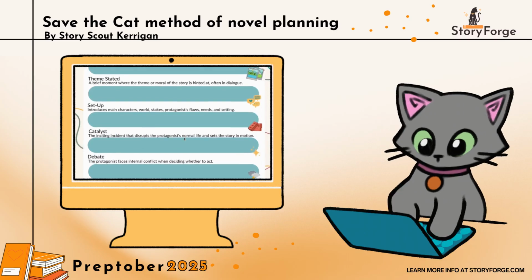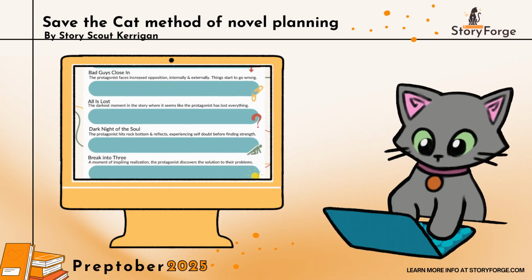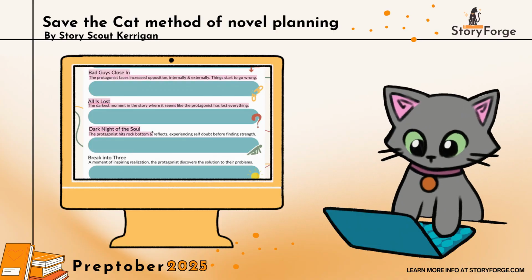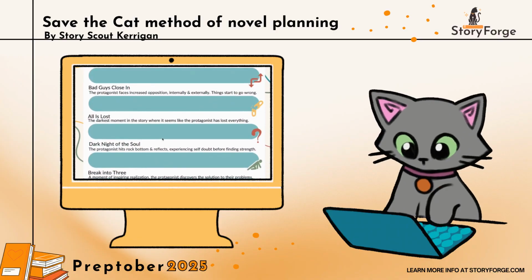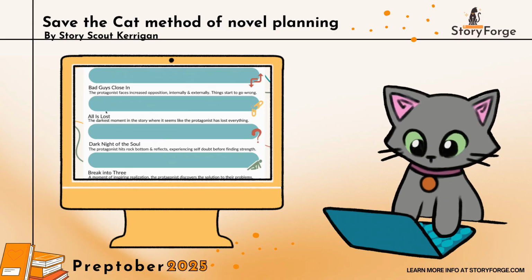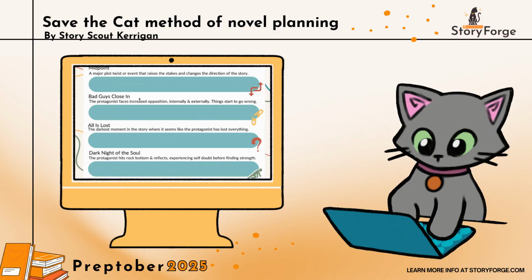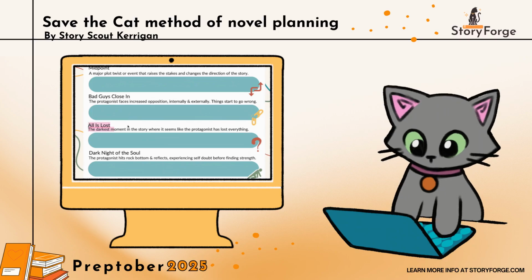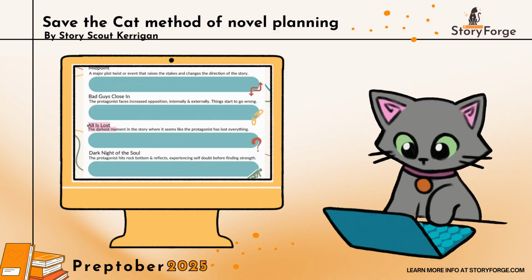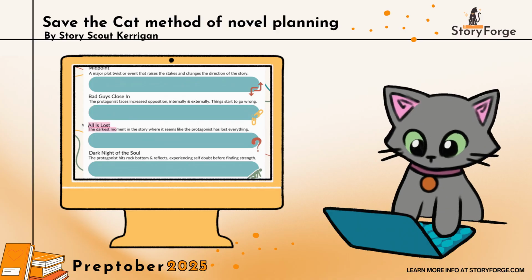Yes. So I'm going to go back down to the bad guys closing in, all is lost, Dark Night, and Break Into 3. For me, this is about 2 chapters. So all is lost. So basically, the bad guy's closing in. My character is about to be kidnapped. Bad guy's in his house. That's bad. He leaves, right? He runs away with his friend. And so this is still in the same chapter that he gets in the car and starts to run away. Everything feels lost. We're still in the same chapter.